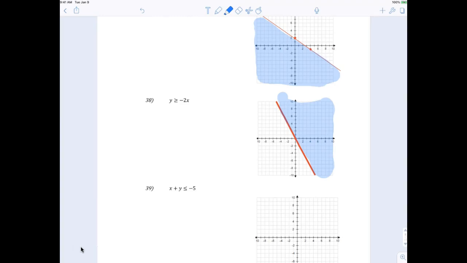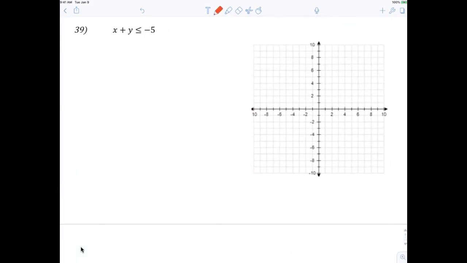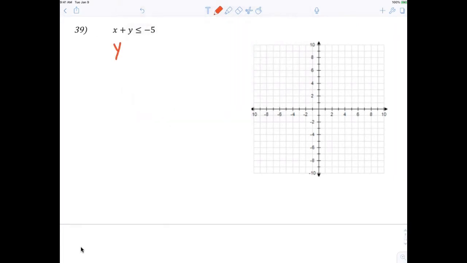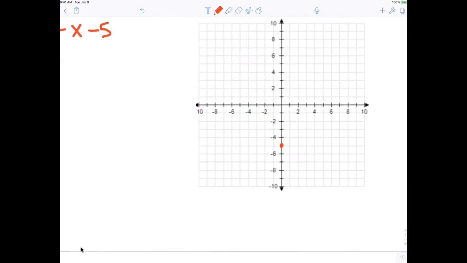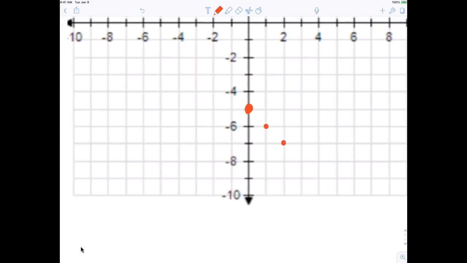Any issues? All right, now we got a little problem on 39 because I have to solve for what? Got to solve for y, right? So y is less than or equal to what? Negative x minus 5. Good job. So now to graph that, I have to do what? Go down 5. Good job. And then from there I go down 1 to the right 1. Very good job.